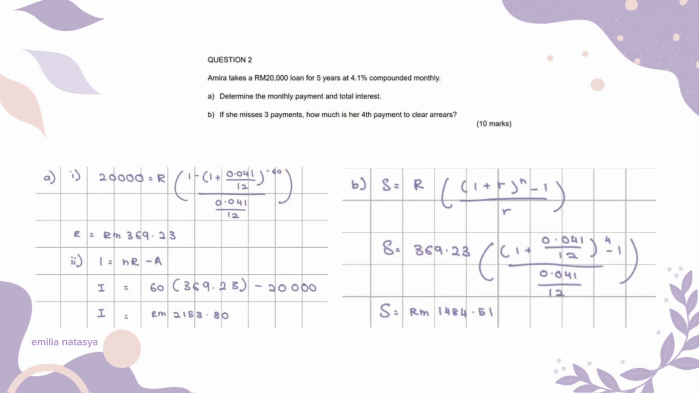So we substitute the values. S equals 369 ringgit and 23 cents multiplied by open bracket 1 plus 0.003417 close bracket raised to the power of 4 minus 1 divided by 0.003417 close bracket. Calculating this gives S equals 1,484 ringgit and 51 cents. So if Amira misses 3 payments, she must pay 1,484 ringgit and 51 cents in the 4th month to fully catch up.